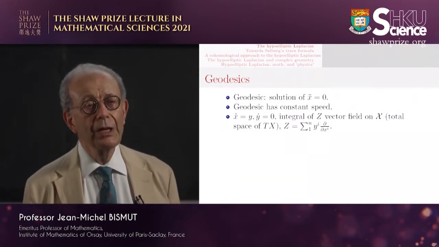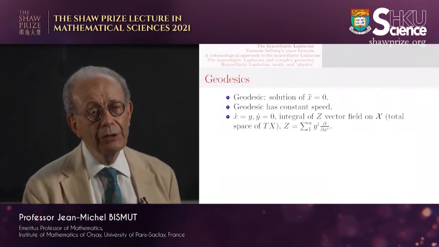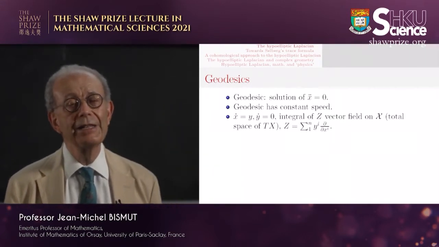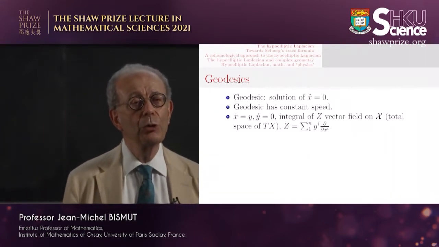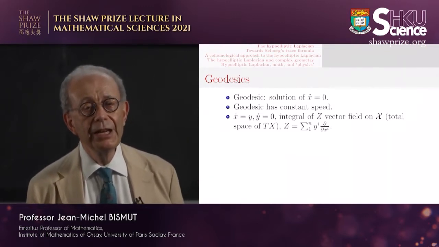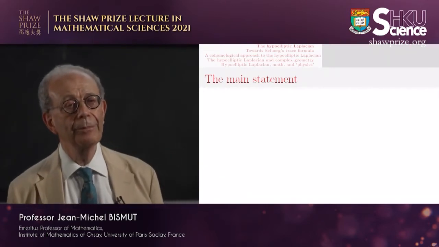So you write it as a first order differential equation, x dot equals y, y dot equals 0. That means that geodesics are themselves integral curves of a vector field Z, which I write in the form sum of y_i d over dx_i. That's the so-called geodesic vector field. And here is a picture of a geodesic, a straight line, very regular.